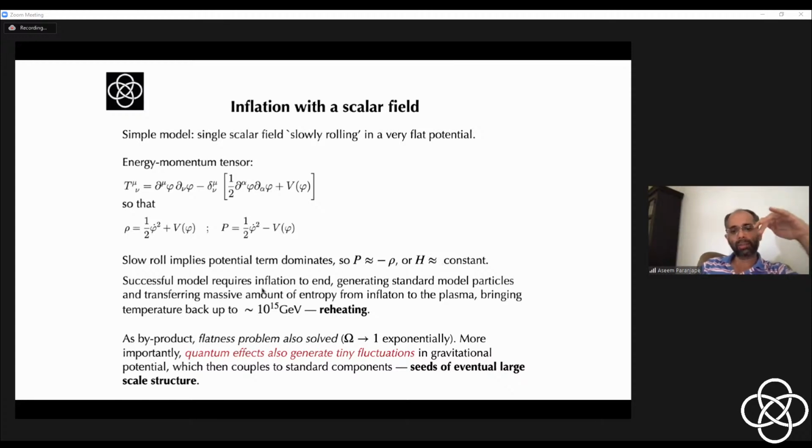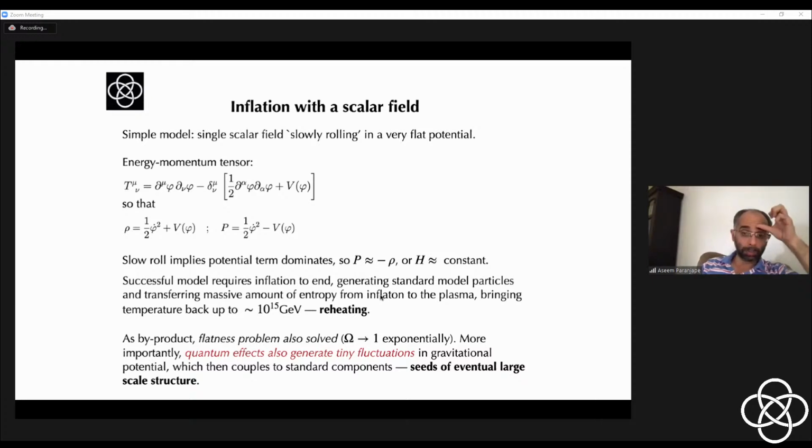And after this inflation ends, then standard model particles need to be generated. So this generation has to happen somehow, and all the entropy which was collected in the inflaton must be dumped into the plasma, and the universe must be reheated.